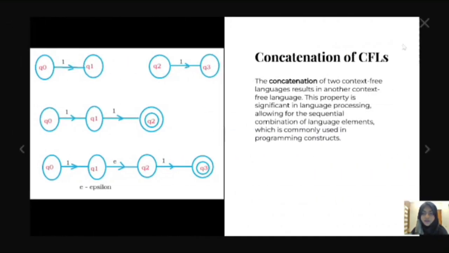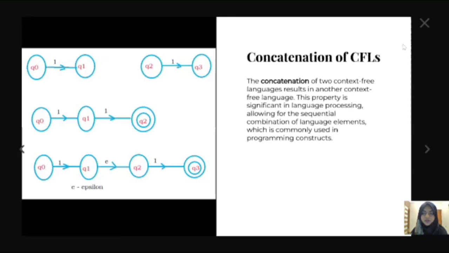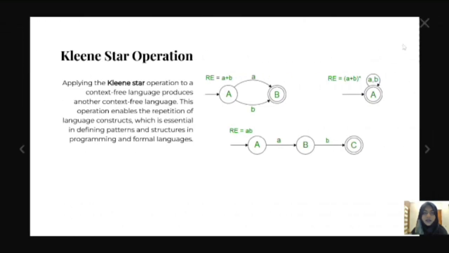Concatenation of CFLs. The concatenation of two context-free languages results in another context-free language. This property is significant in language processing, allowing for the sequential combination of language elements, which is commonly used in programming structures.